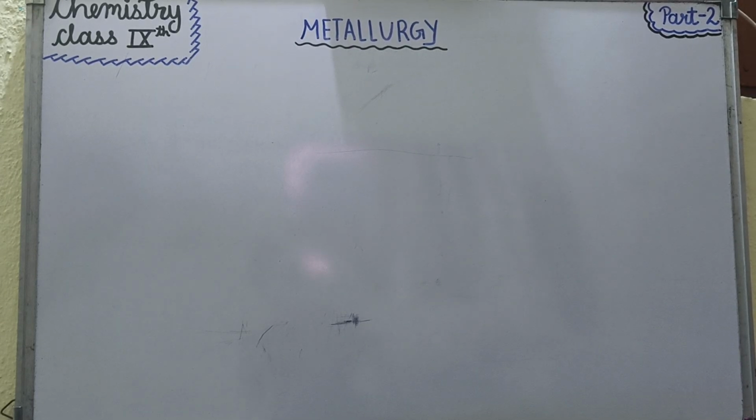Today we are going to learn class 9th chemistry chapter Metallurgy part 2. So in this part we are going to start with the topic bacteria as metallurgists.